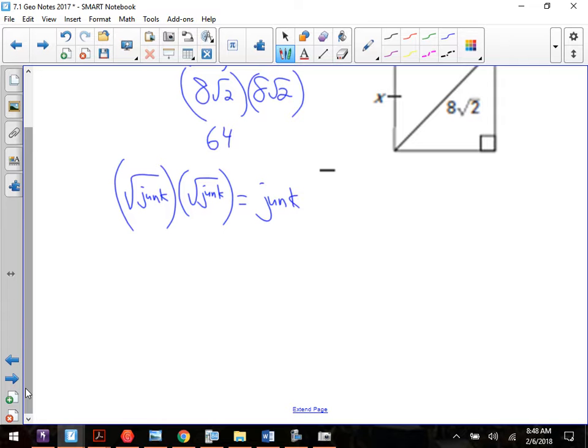Is any number. So you do like, how about the square root of 25? And then you get the square root of 25 squared is 25. Another way to look at it, and you'll see more of this next year in Algebra 2.